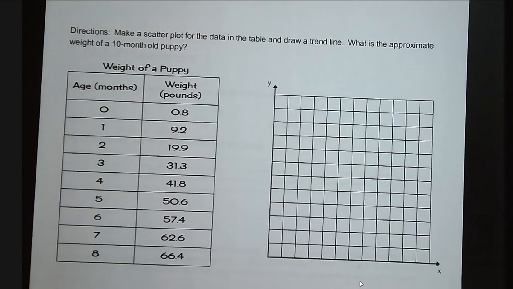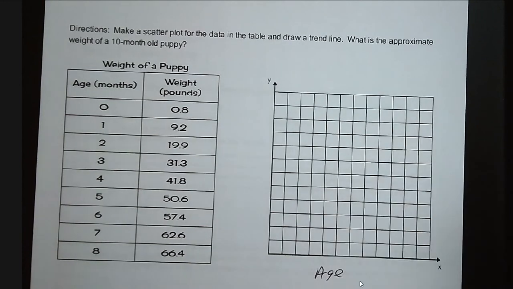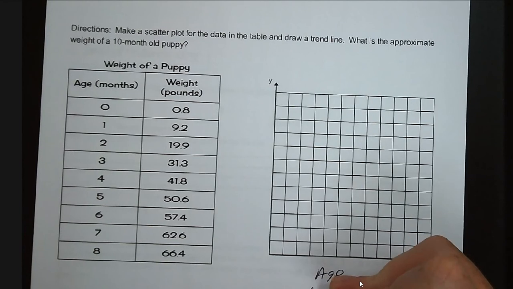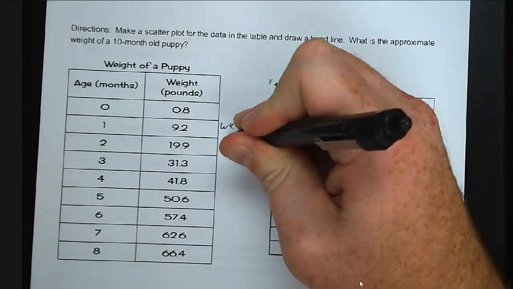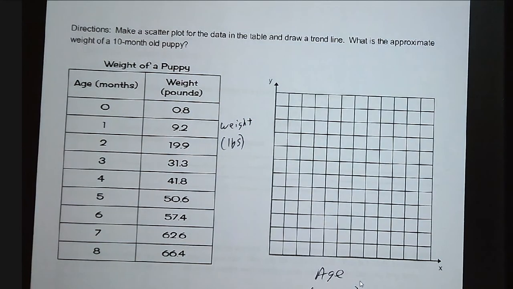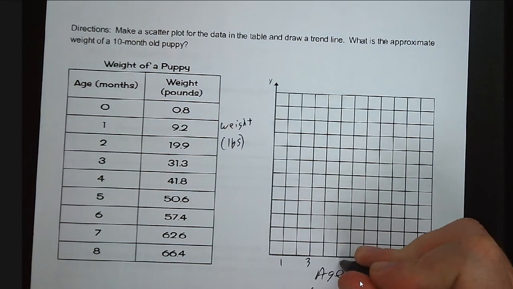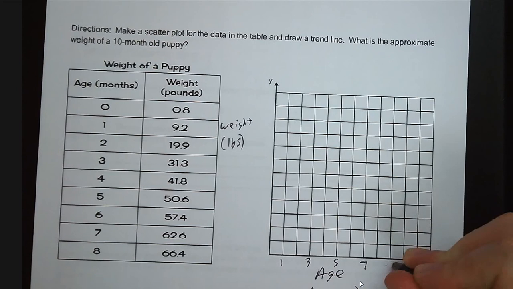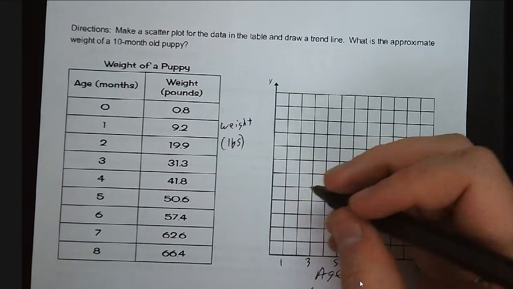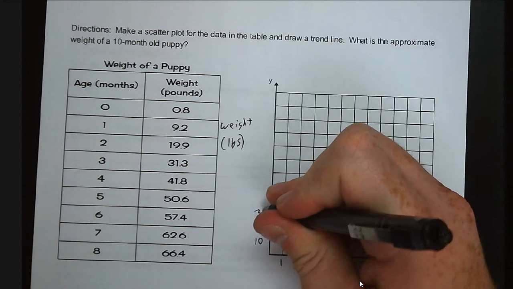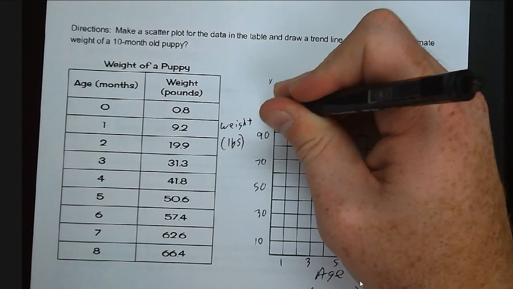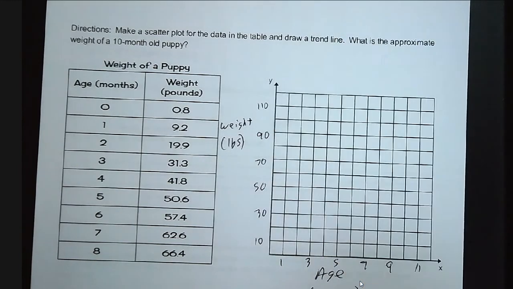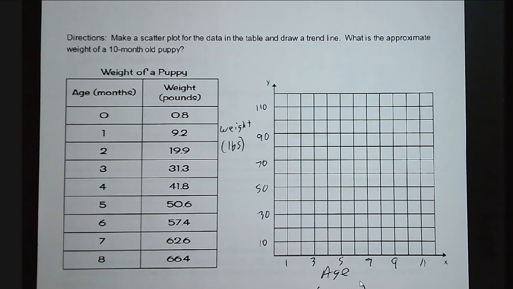So we have age in months on our x-axis. We've got our weight in pounds on our y-axis. I'm going to go by ones on my x. And I'm going to go by tens on my y, only writing the odd numbers. All right, now I need to graph my points.